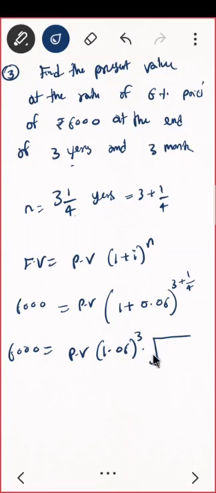Write fourth root, or you can directly write 1/4, that also works, the calculator accepts it, there is no issue. Fourth root of 1.06, and from here you will calculate principal value is equal to 6,000 upon whatever in denominator would be by multiplying these two. Whatever the value, you put it here and get the present value. Correct? Yeah.